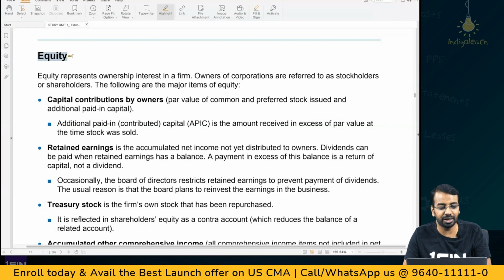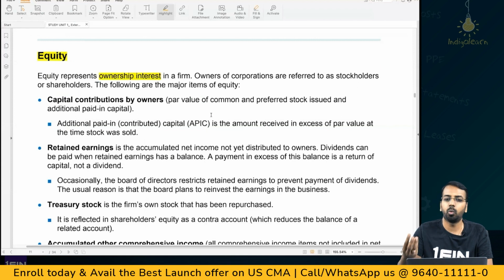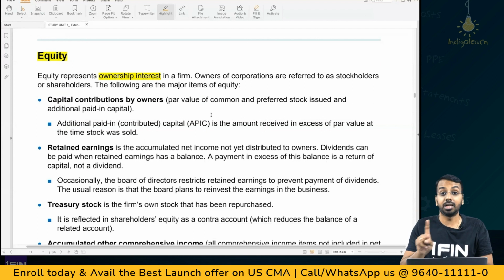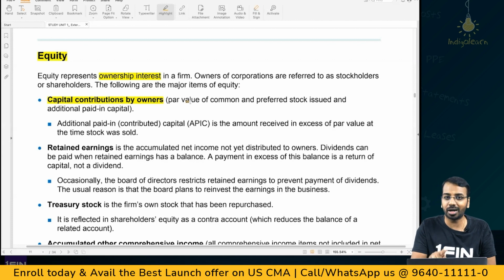Then coming to equity, as I told you earlier, it represents the ownership interest. Who has contributed money? Ownership interest, that is equity. Here equity does not mean equity share capital. Here equity means ownership interest. Now, what are the sources of equity? Capital contribution by owners. Capital is basically your equity share capital or preference share capital. But here the terms we will use are common stock and preferred stock.